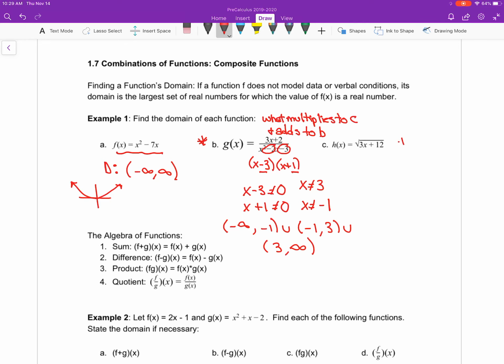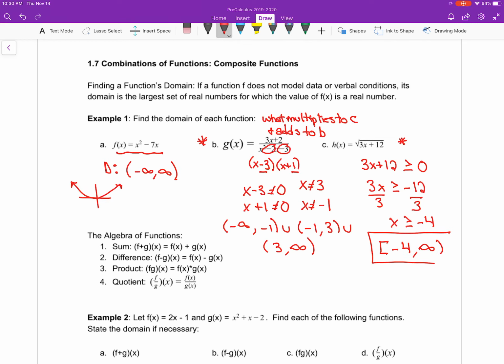Finally, square root functions. Square root functions exist when whatever is under the radical is greater than or equal to 0, because we cannot take the square root of a negative number. So if we solve this inequality by subtracting 12 from both sides, we get 3x is greater than or equal to -12. Divide both sides by 3. X is greater than or equal to -4. So we can either write it like that or in interval notation, which is -4 to infinity, and that would be the domain. So here are my domains for these examples.